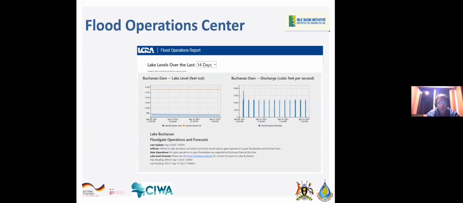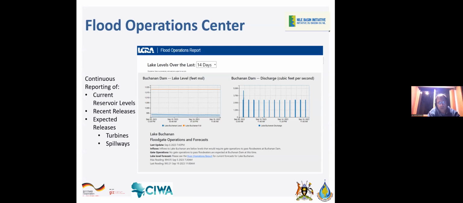And they produce these regular reports, flood operations reports, that'll provide information over the last period of time. So current or historical reservoir levels, what are the recent releases, and then importantly, what are the expected releases in the next period of time over the turbines or spillways on a daily or even hourly basis. What are they planning on releasing from one dam into the next dam? It's a very, very careful, meticulous operation that has to happen to get through these flooding events safely.